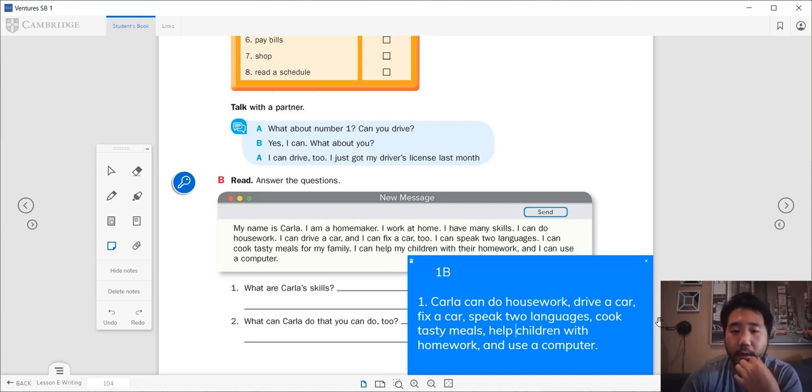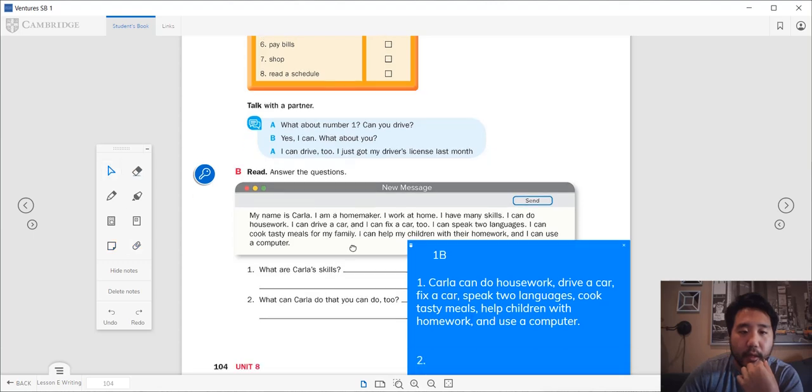An important thing to recognize is that here we use commas to list things when there are more than two. We're just listing actions or skills, and we have more than two, so we can use commas. And for the final one, we have to use a comma before and. So comma and use a computer. I hope you remember that.